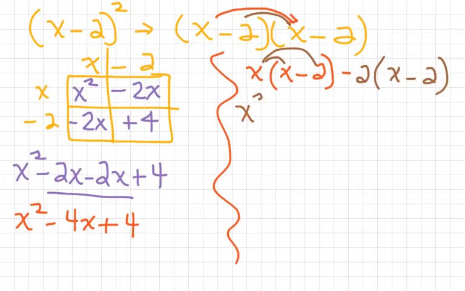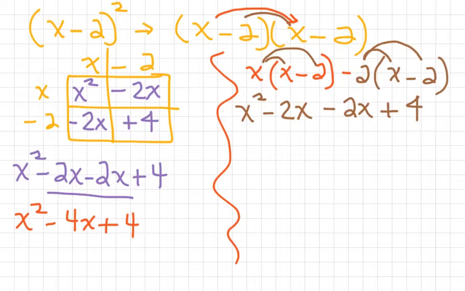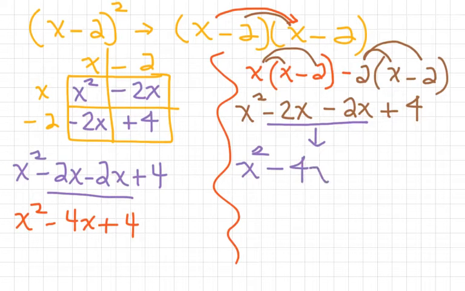X times x is x squared. X times negative 2 is minus 2x. Negative 2 times x is negative 2x. And then negative 2 times negative 2 is positive 4. Again, remember my positives and negatives. Combine like terms. I'm going to combine the middle two terms, which leaves me with x squared minus 4x plus 4.